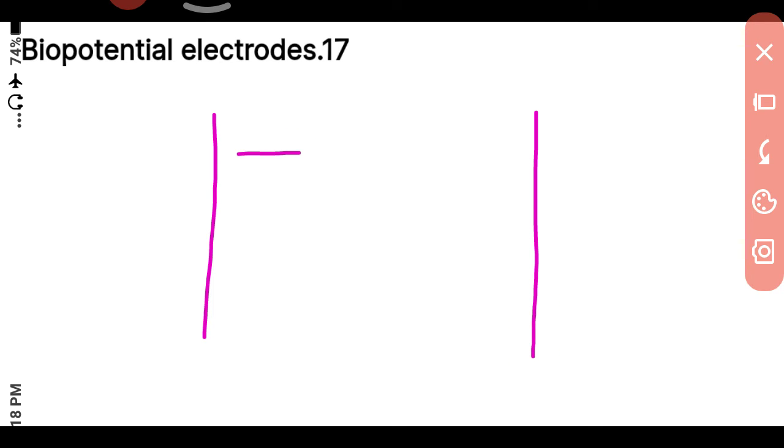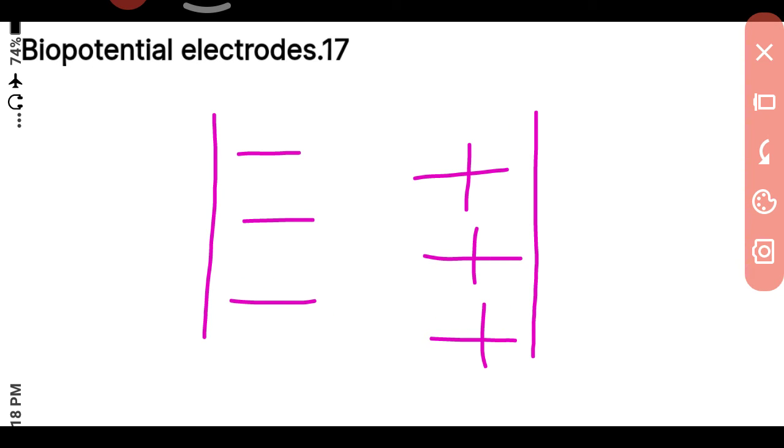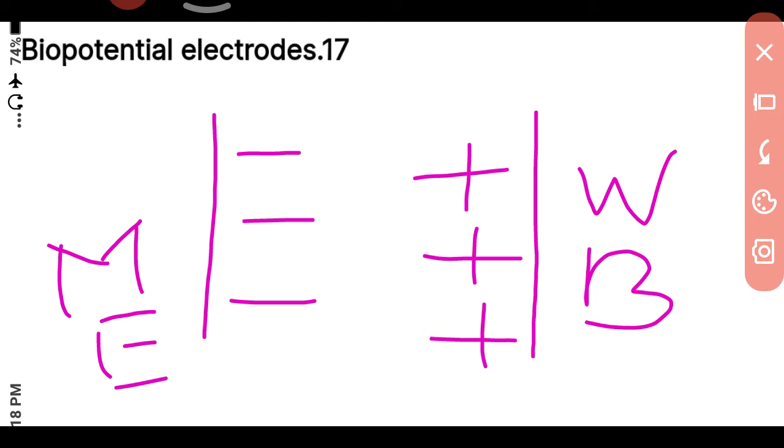Today we will start with biopotential electrodes. Biopotential electrodes have a metal and electrolyte interface. First we will consider the metal, and second the electrolyte interface. Metal has a negative charge, and a water-based electrolyte has a positive charge. Now this is your metal electrode. Now this is your water-based electrolyte.